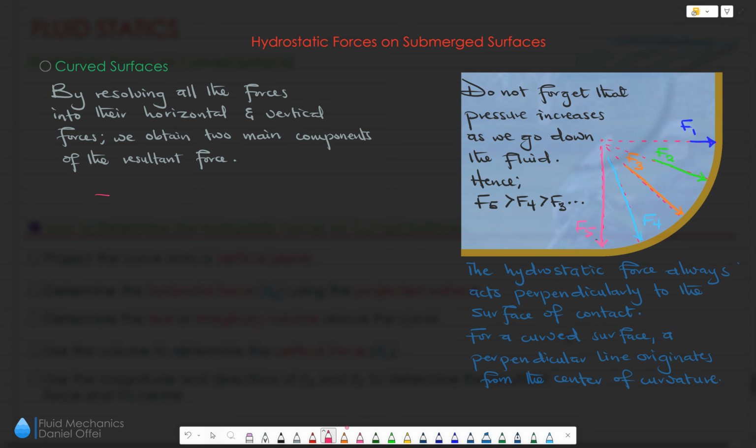When we put all the horizontal forces together, we can have one Fh, which is the horizontal component of the resultant force of all the forces that are on the curved surface. And then we can also have Fv, which is the vertical component of the resultant force, which is coming from all the vertical components of the individual forces.